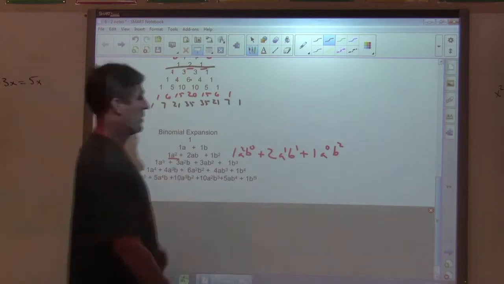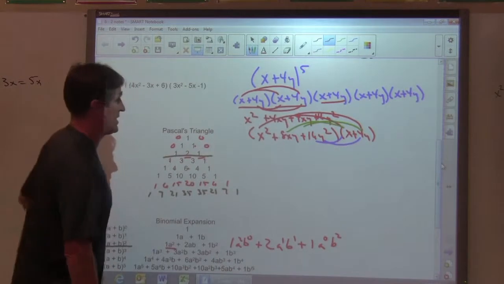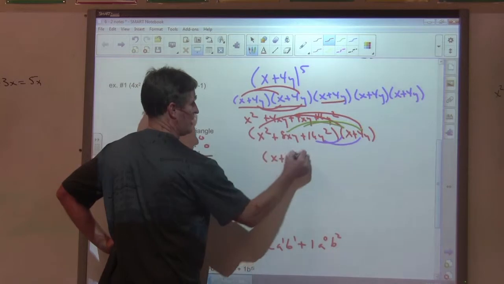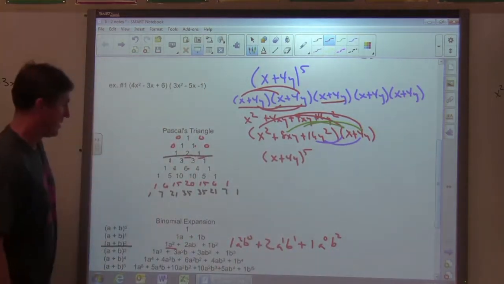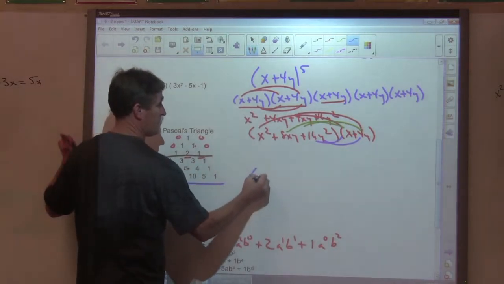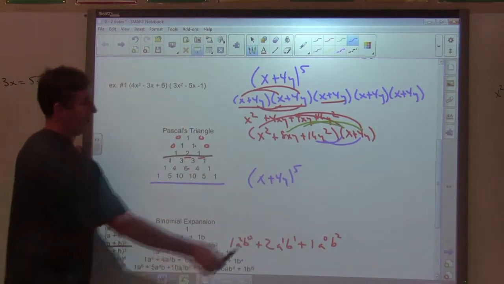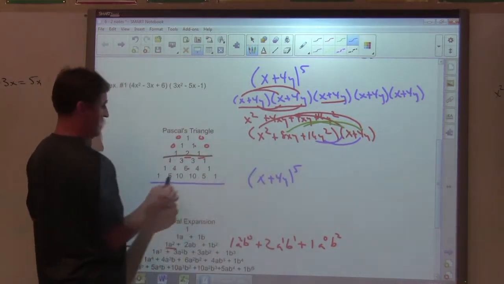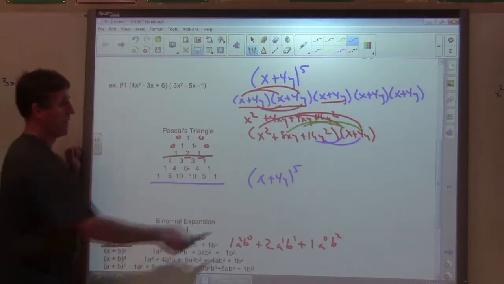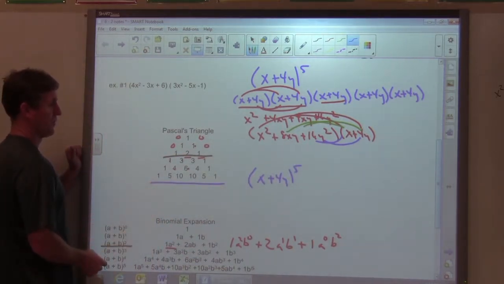So let me show you how this one would work that we were working with up here. And you can see the difference in working this out. So we have x plus 4y to the 5th power. So we're going to take this term right here and do it using Pascal's triangle. X plus 4y to the 5th. So first of all, the 5 tells you what row to use. So we're going to use the row here that has the 5 as the second number. Whatever that power is, you use that second coefficient here. That tells you what row you're going to use.